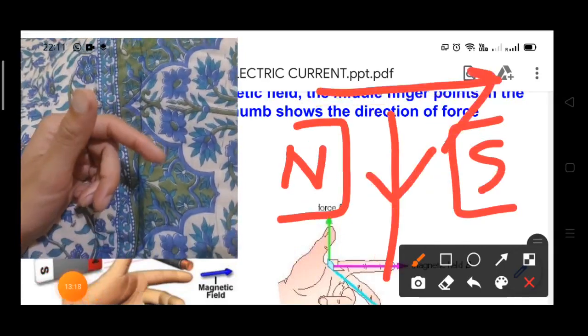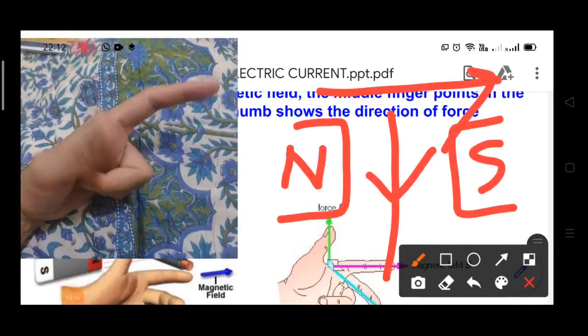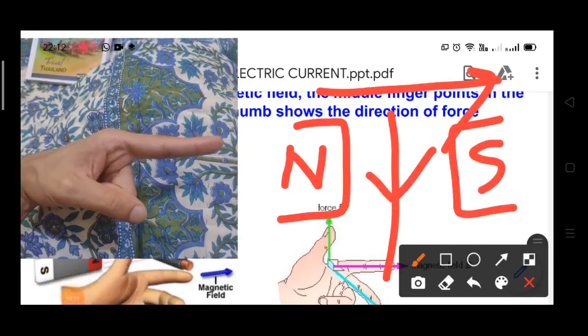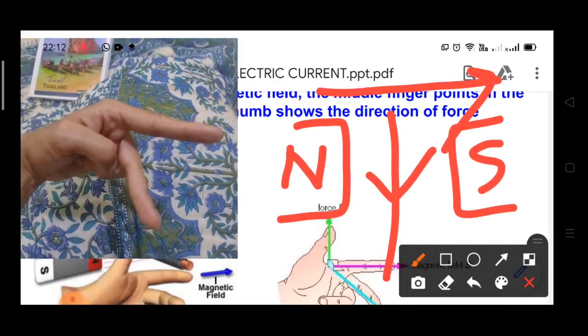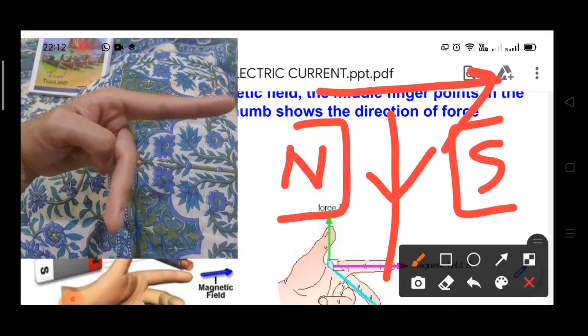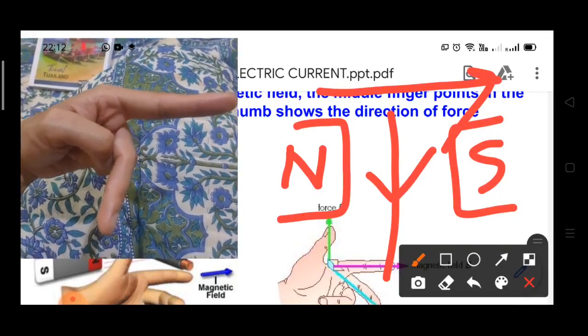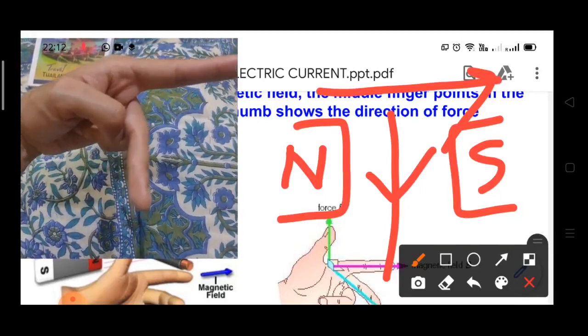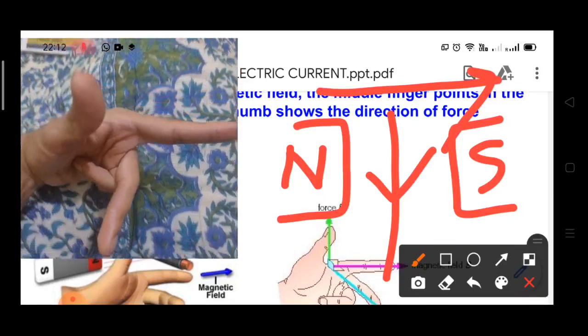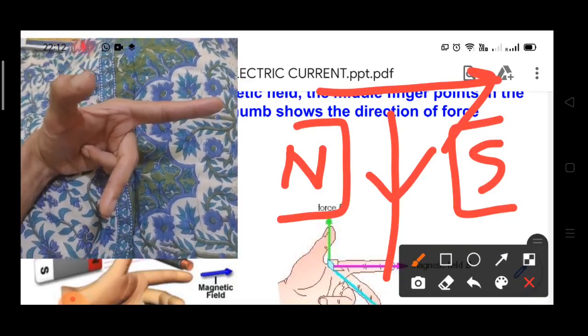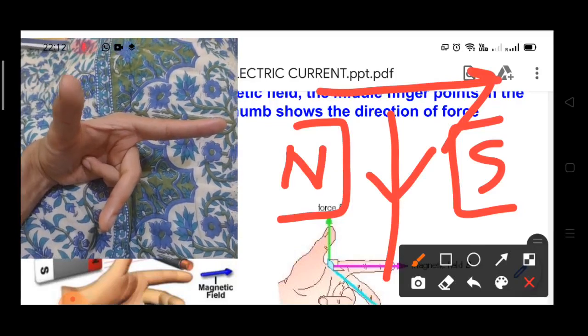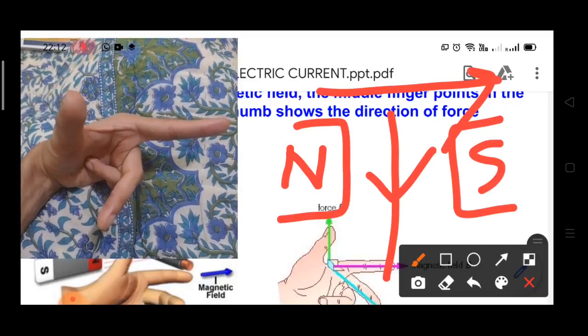Now I have changed the direction of current. Magnetic field is same, current is now in this direction. You can see the conductor between the North and South poles is directed this way. Simply, the direction of thumb gives the motion, so this will be upwards. So force will be upwards.